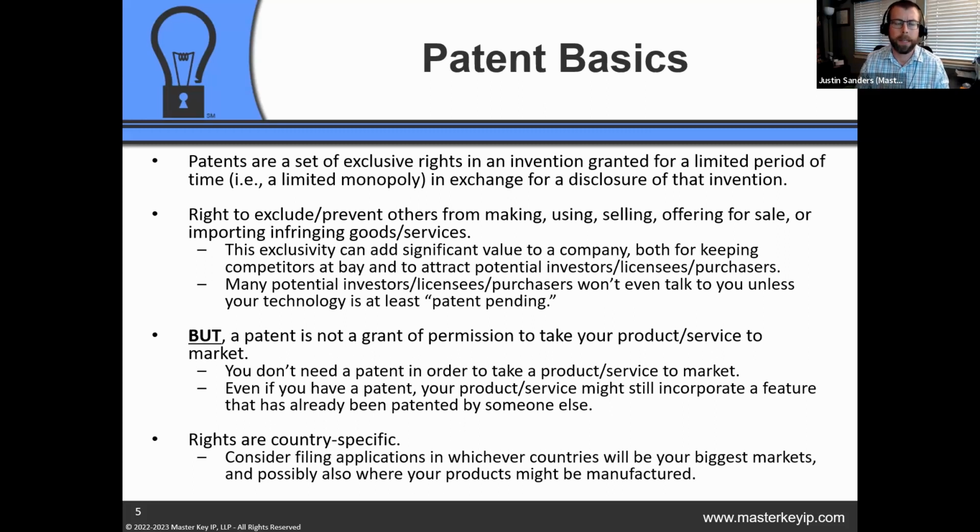But the nice thing is, and as we'll get into, you don't have to file all these applications at the same time. So you can file in the US first, and then you have a period of time before you have to follow up and file these international applications or these non-US applications.